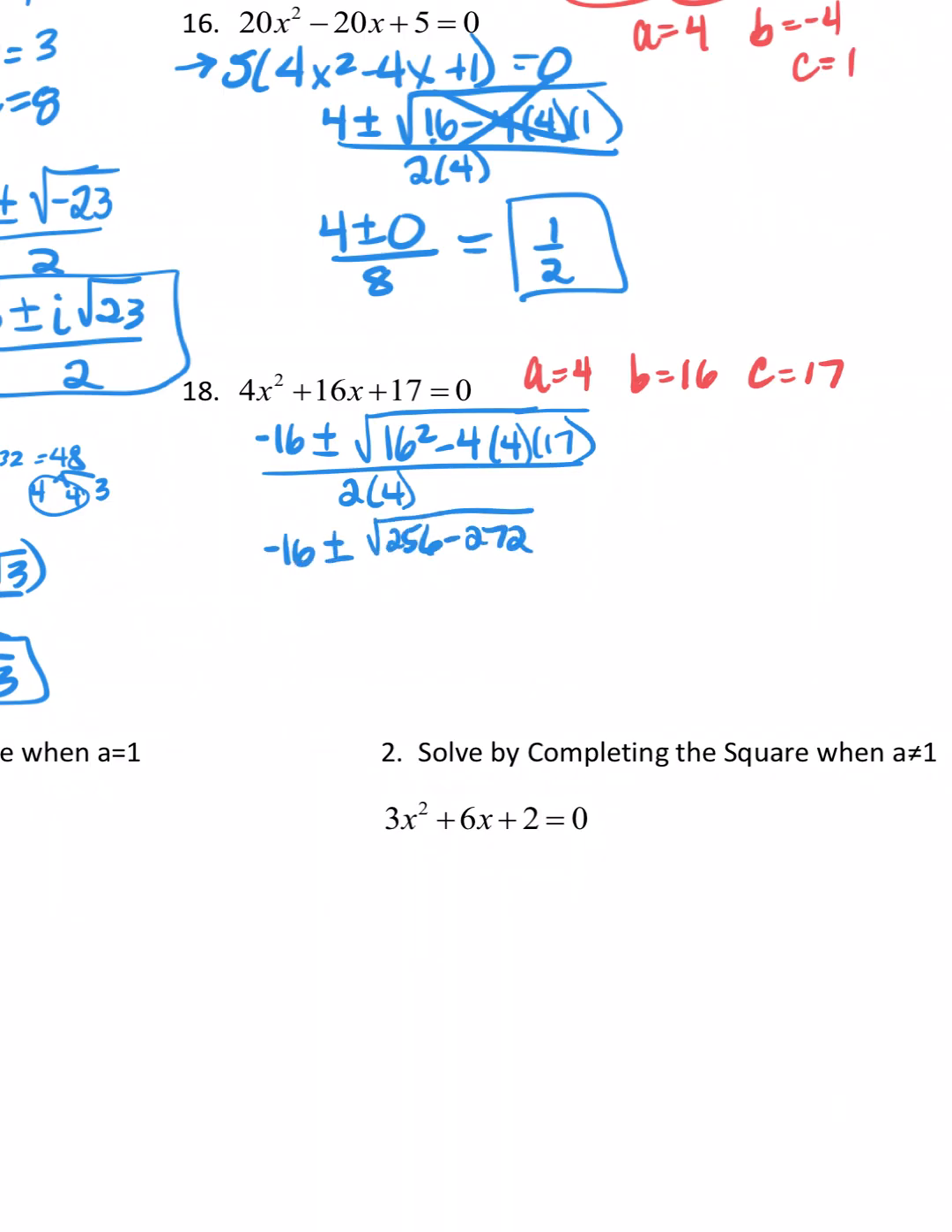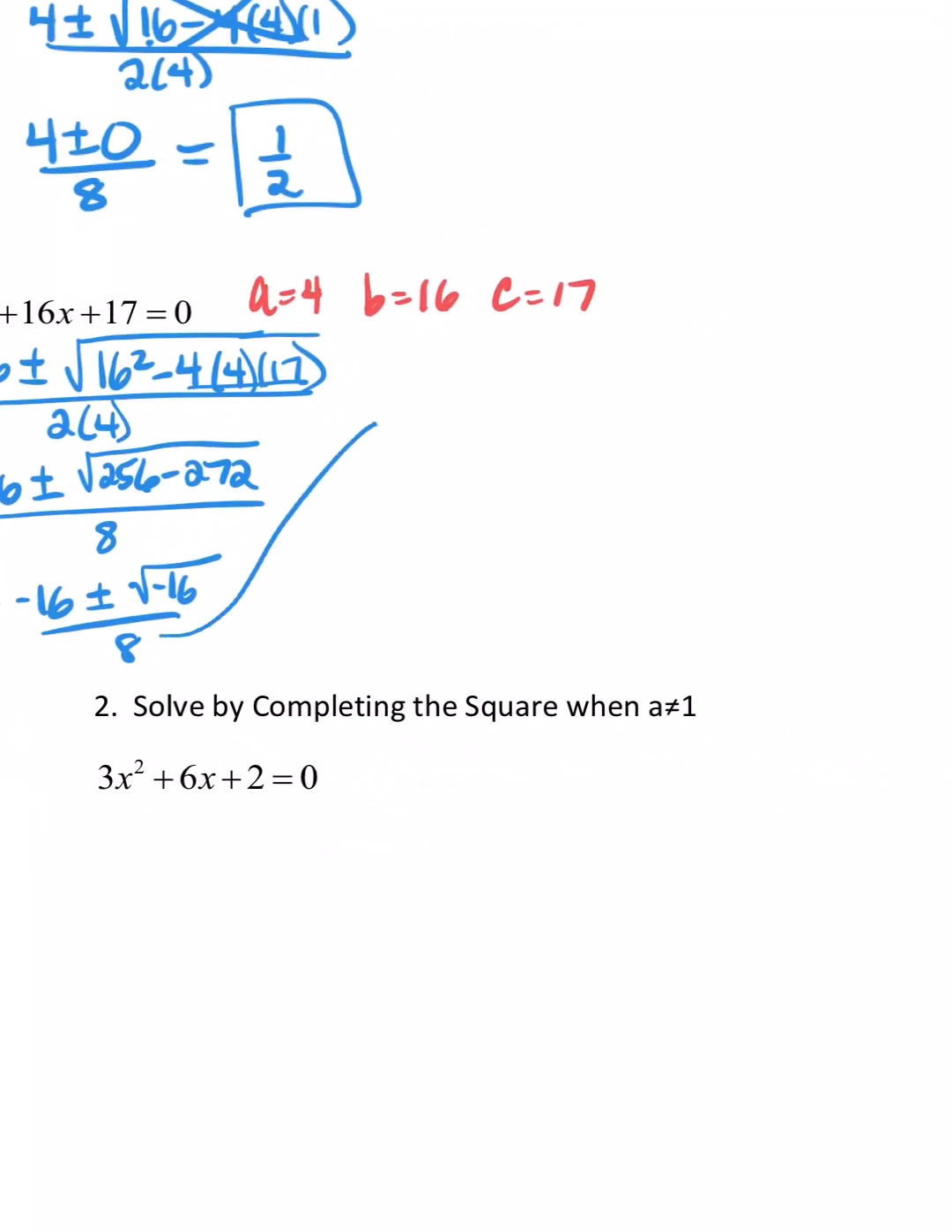All right, so I put this in my calculator. 16 squared is 256, minus all of this business is -272, all of it over 8. Well, that reduces to -16 plus or minus the square root of -16 over 8. Well, that means I've got some reducing to do still. The square root of -16 becomes plus or minus 4i, over 8.